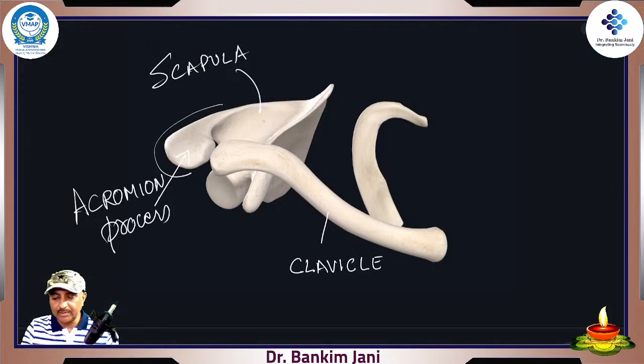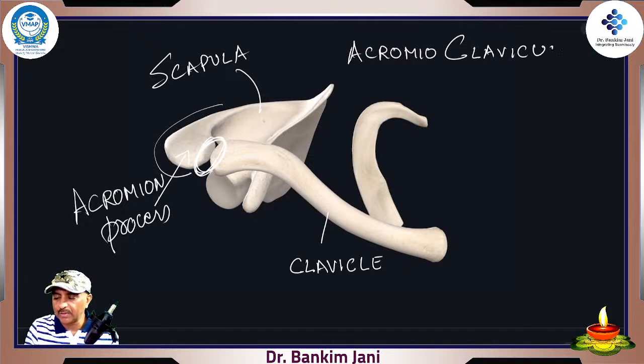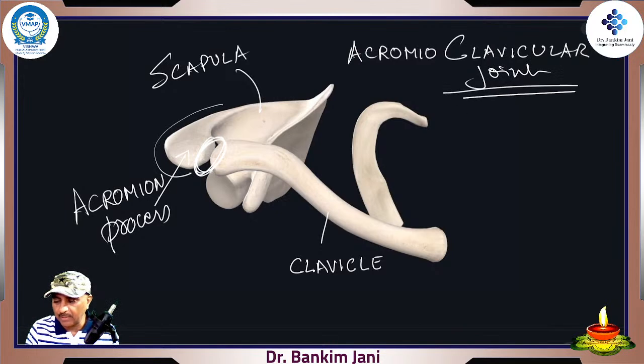Acromion and clavicle. So we'll name this particular joint as acromioclavicular joint. Now, as such, it looks like a big name, but now you know that it is so simple, right? A joint which is between the acromion process and the clavicle is called the acromioclavicular joint.